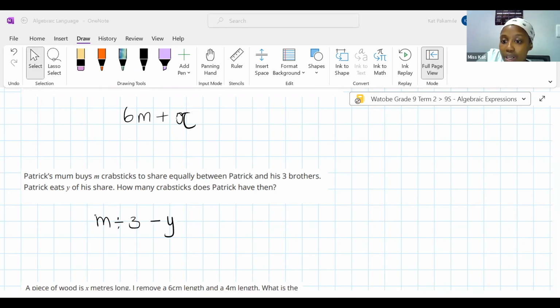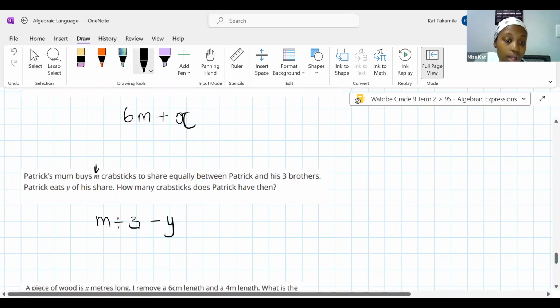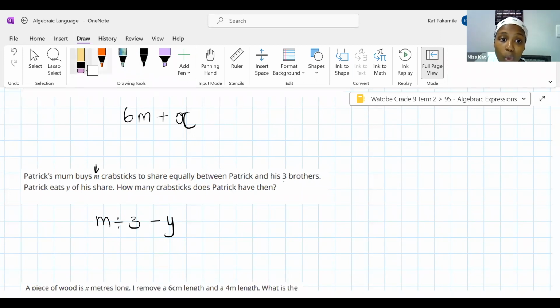That would be correct. Okay, guys. So to find out what Patrick's share is, you first have to say M, which is what was in total. You divide it by 3. No, it's actually not divided by 3. Ooh, we just got caught out, both of us. It's Patrick and his 3 brothers. So there's 4 of them. Oh, that caught both of us out. So you say M divided, not multiplied, guys, divided. You are dividing it amongst 4 people. So you say M, however many you have, divided by 4. And then you subtract the share that Patrick ate.